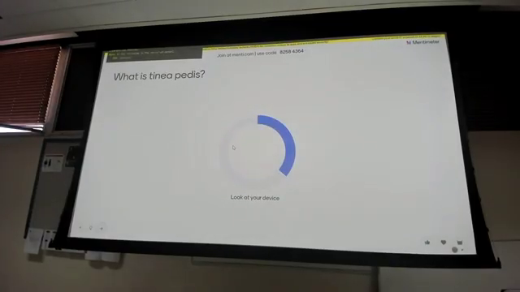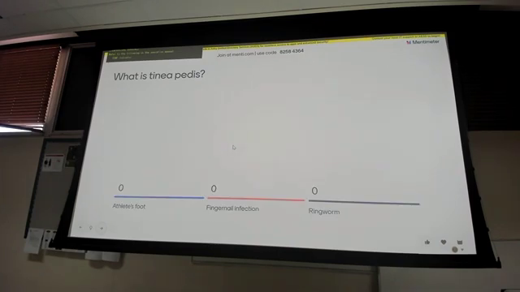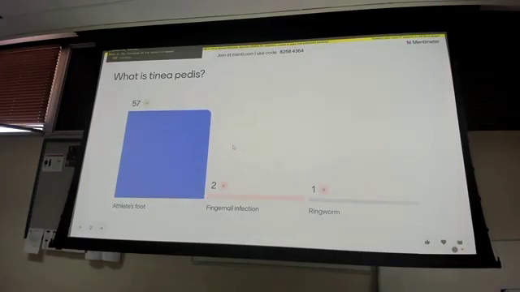What is tinea pedis? So going to the nail salon, you want to get a, what for what? Athlete's foot, fingernail infection, ringworm.